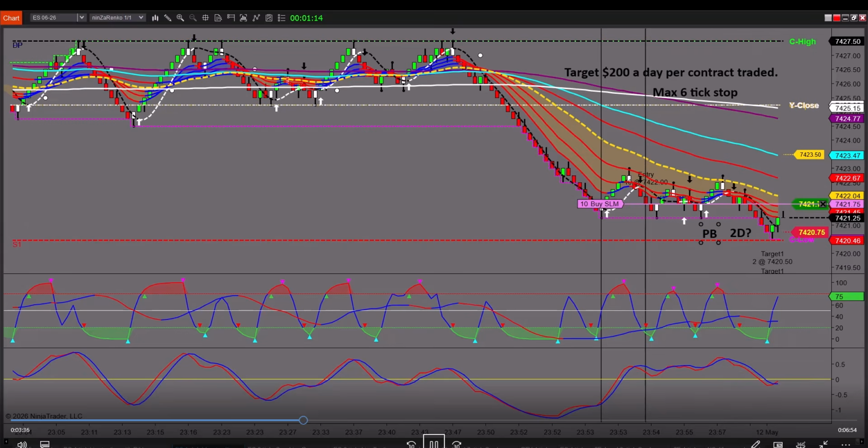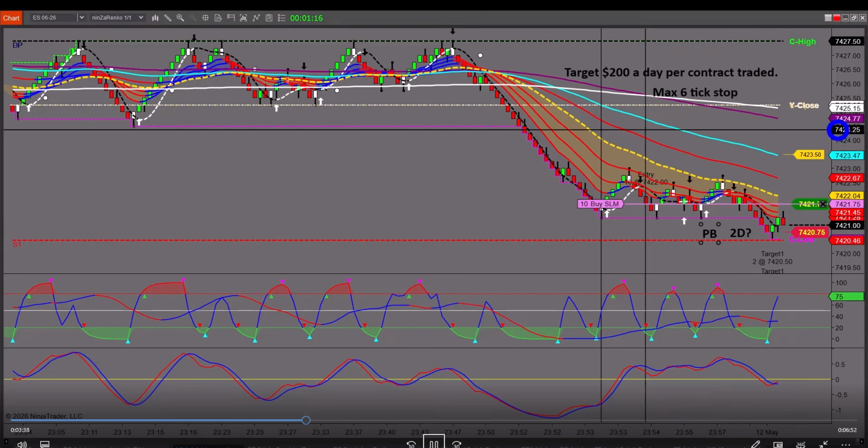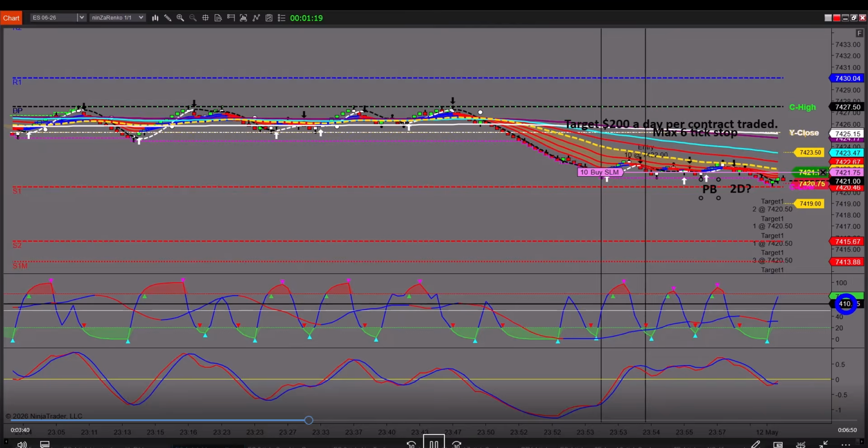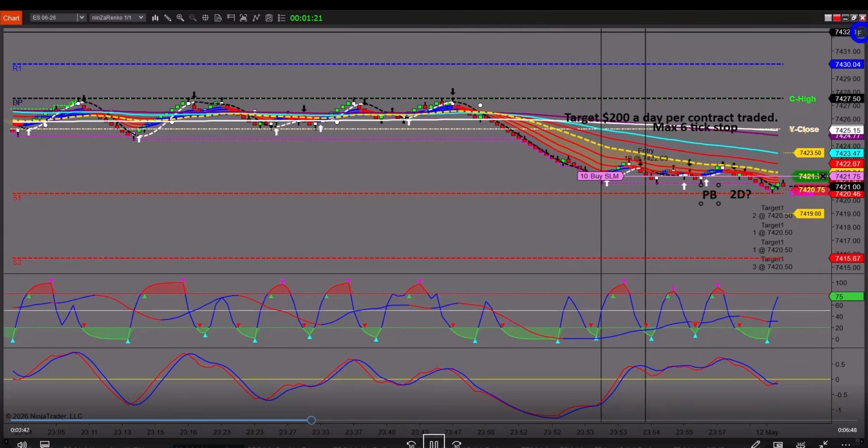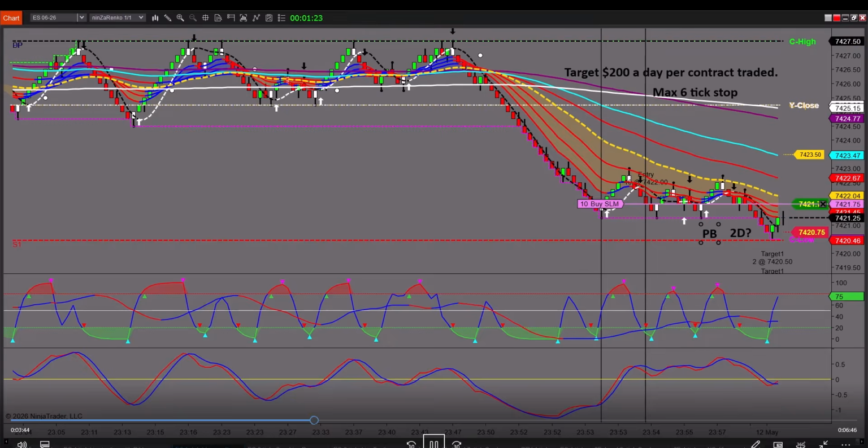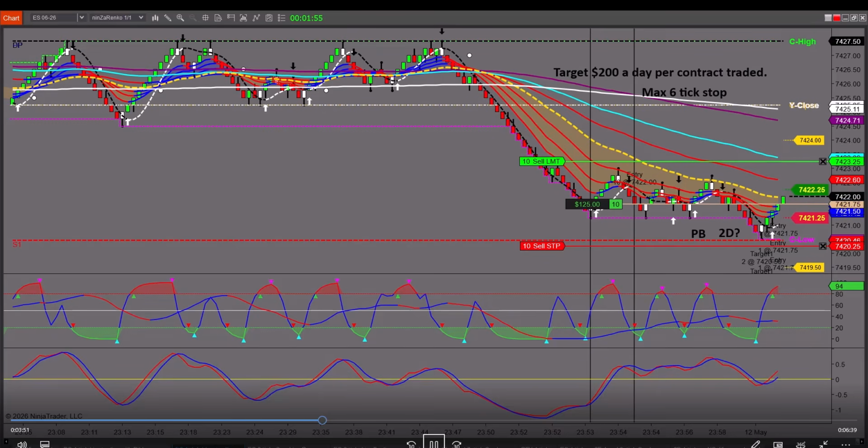So I've just got here a 2D. It's not quite a 2D because it hasn't qualified yet. Now notice what I'm doing there. I'm looking under this price point to see where the next level of pivots are. Okay, so now we're filled. I have a 6 tick target. So my stop, you can see here, is 1 tick below the swing, 1 tick below the pivot.